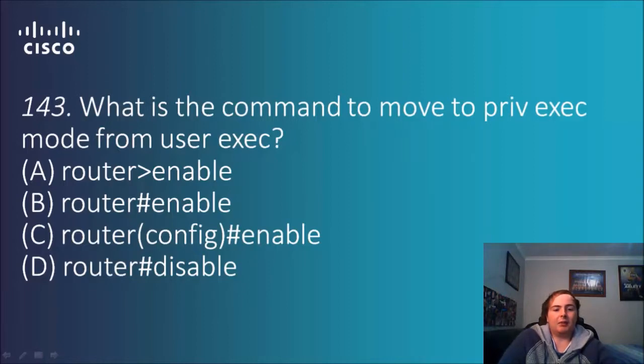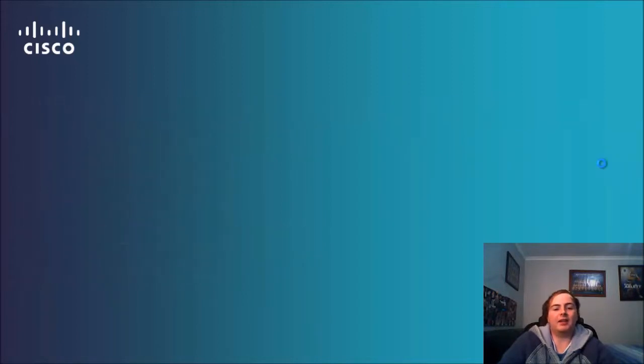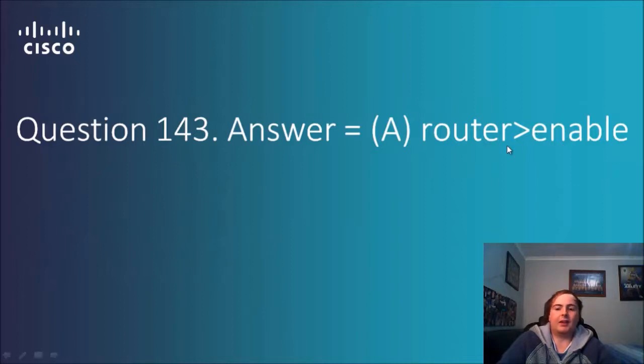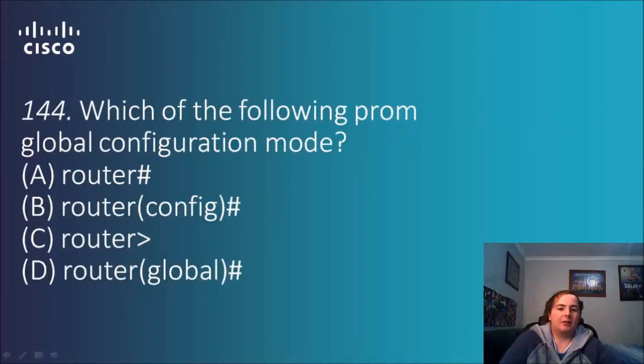Likewise, many others. 143, what is the command to move to priv exec mode from user exec? So we've got enable with a few symbols, another enable and disable. To move to priv exec mode from user exec mode, you're in privilege exec mode when you have that sign there. I can't think of what it's called. Okay, the hash sign, that's right. It took me a while. So the answer there is enable. Once you have the greater than sign there, you can type enable into the router or switch, and that will get you into privilege exec mode, where you can make more administrative changes.